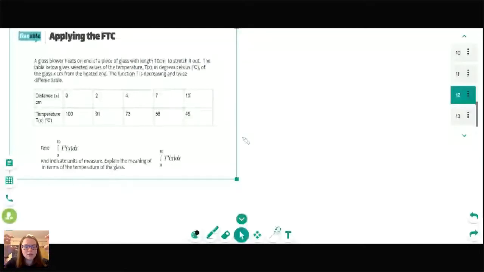So as the distance stretches, as we're farther away from the point of heat, the temperature gets cooler. Okay, that's what this table is telling us, that if we're 10 centimeters away from where the glass blower is putting heat, we have dropped to 45 degrees Celsius. Okay, so find the integral from 0 to 10 of t prime of x dx. So based on what we've learned so far today, what is that integral going to be?